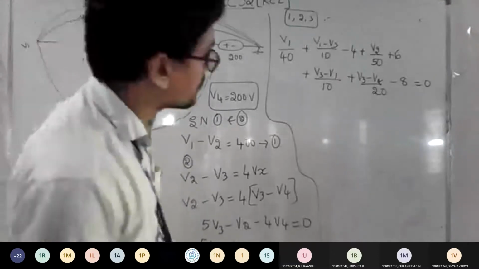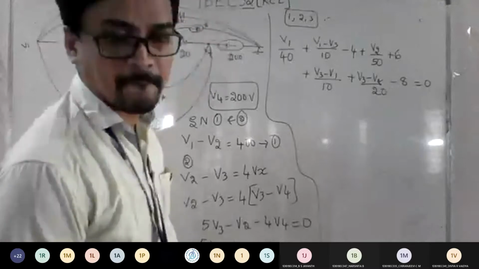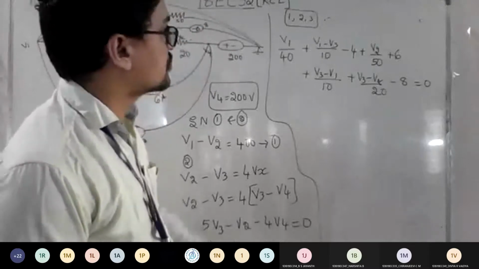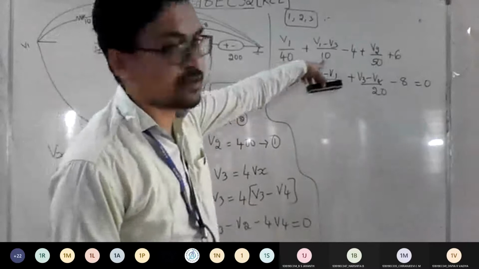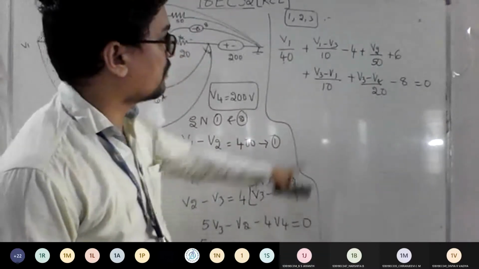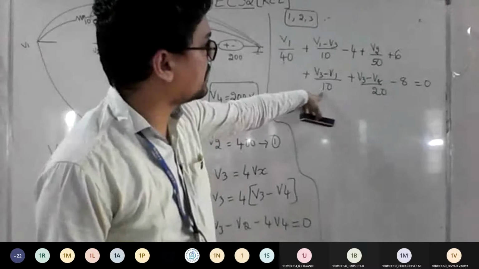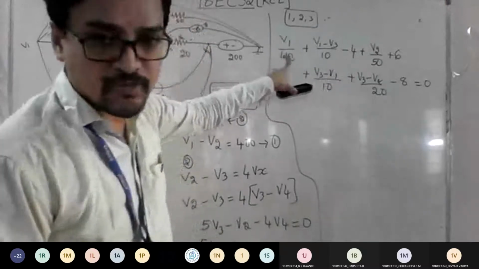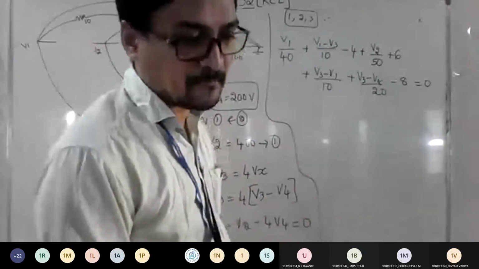Yes. How much? So you have V1 here, 1 by 40 plus 1 by 10. That is V1. And one more is also there, minus 1 by 10. So I think this will get cancelled. So left out is 1 by 40 V1. Correct?